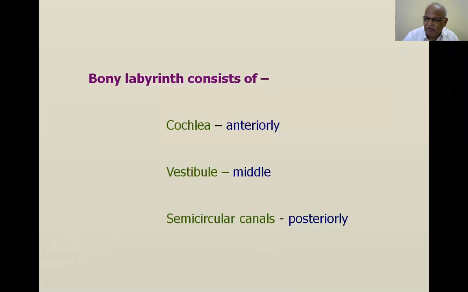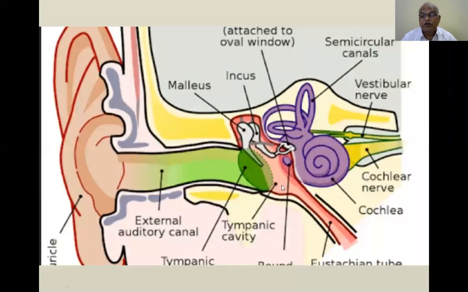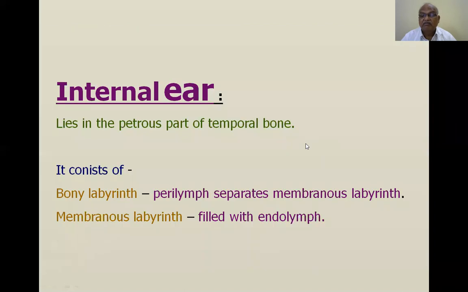Anterior or superior, posterior, lateral. So the bony labyrinth consists of cochlea anteriorly, vestibule in the middle, semicircular canals posteriorly. Once again, I am showing you. This is the cochlea, this is the vestibule, this is the semicircular canals. These 3 parts constitute the internal ear.